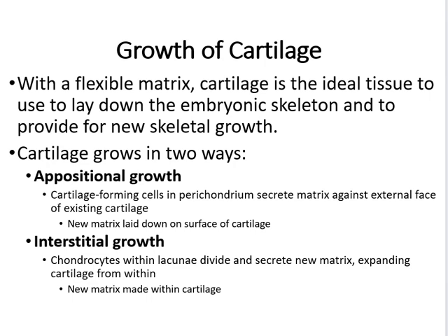Appositional growth is where we have cartilage forming cells in the perichondrium, so on the outside of the cartilage model, secreting matrix against that external surface of already existing cartilage. So it's essentially new matrix being laid down on the surface of the cartilage between that cartilage model that already exists and the perichondrium. Whereas interstitial growth is growth from within, where chondrocytes within the lacunae, within those cup-like structures, divide and secrete new matrix. That expands the cartilage from an internal space. So we're making new matrix made within cartilage with interstitial growth.